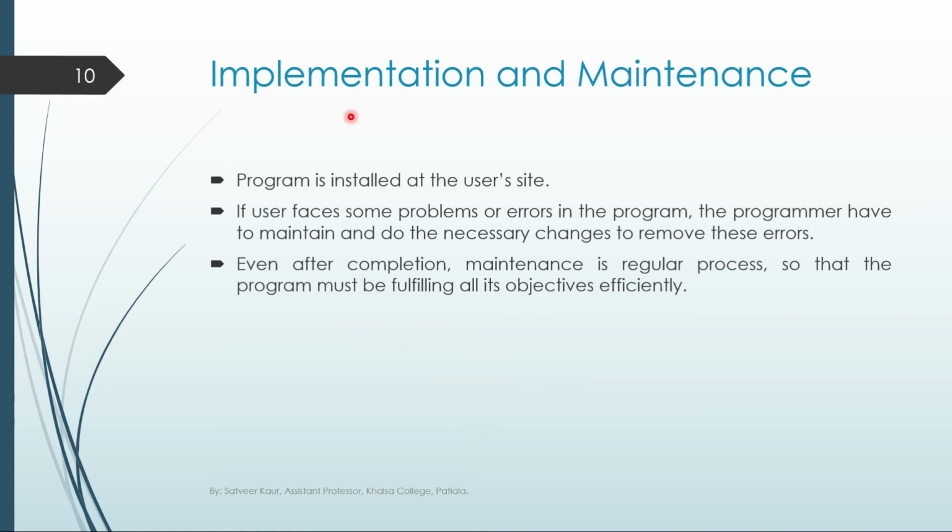And the last step is implementation and maintenance. When a program is installed at the user side, that is called implementation. It is called so because we prepare a program for somebody else. If the user faces some problems or errors in the program, the programmer has to maintain it and make the necessary changes to remove those errors. Even after completion, maintenance is a regular process, so that the program fulfills all its objectives efficiently in the future also.